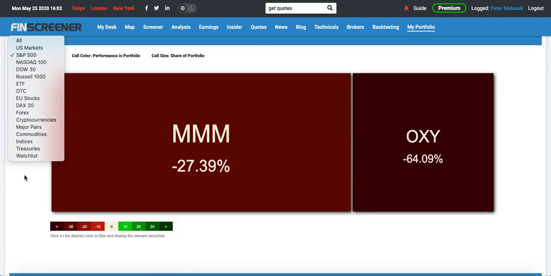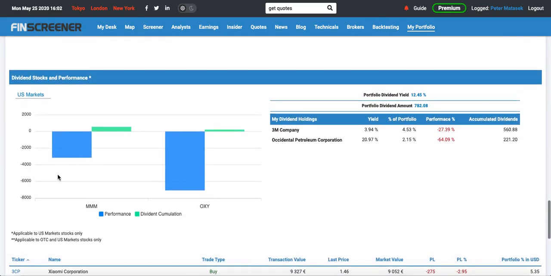Dividend stocks and performance shows dividend-paying stocks where on the left bar chart you can see the performance of the particular stock in absolute value as well as the accumulated dividends in visual form. On the right side, you can see the aggregated dividend-related information as well as dividend-related information for each stock.